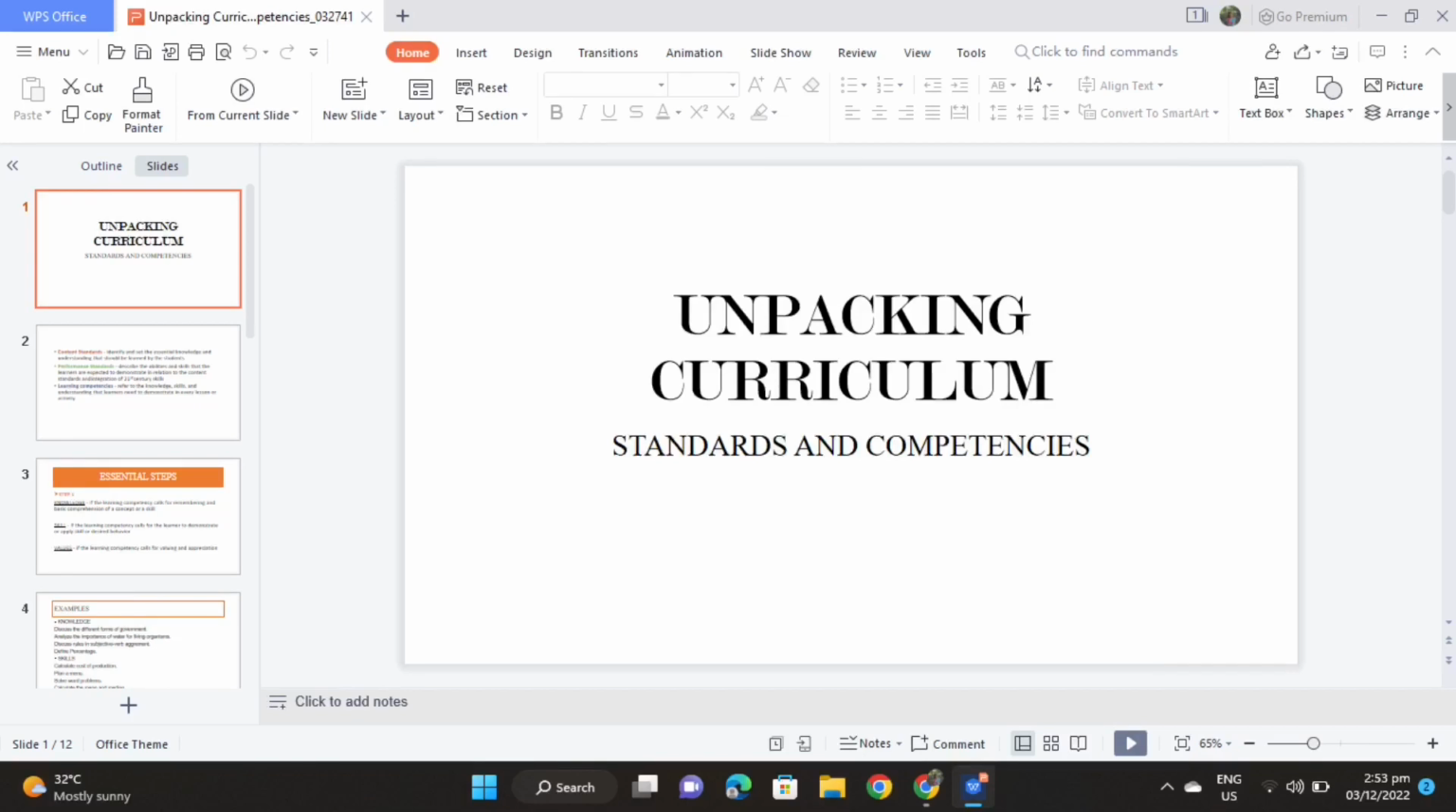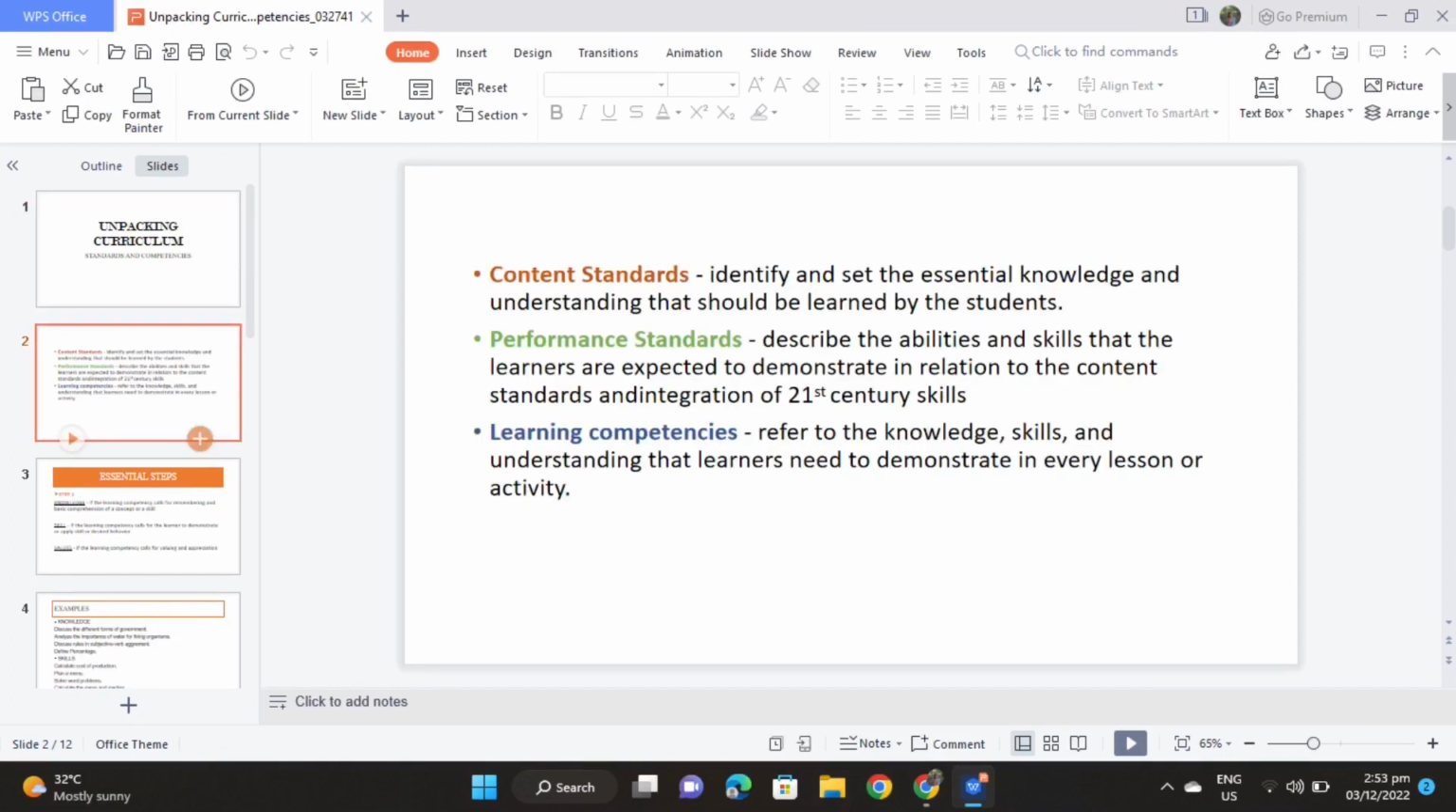The topic for today is unpacking curriculum standards and competencies. This chapter discusses the process for unpacking curriculum standards and competencies, which is one of the essential tasks of teachers in implementing the K-12 basic education curriculum. Curriculum standards are widely used. Curriculum standards are a broad statement of what students need to know and do as a result of learning. In the DepEd K-12 curriculum, standards are classified as content standards, performance standards, and learning competencies.